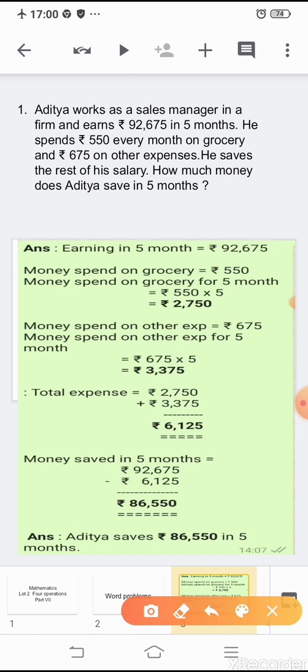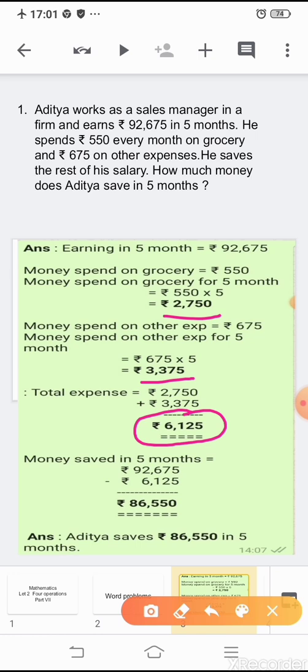At the same time, the other expenditure he used to spend was rupees 675. So for 5 months, 675 into 5 will give you 3,375. So on grocery he used to spend 2,750 and on other expenditure he used to spend 3,375. Now by adding these two numbers, 2,750 and 3,375, we will get the total expense he has spent.